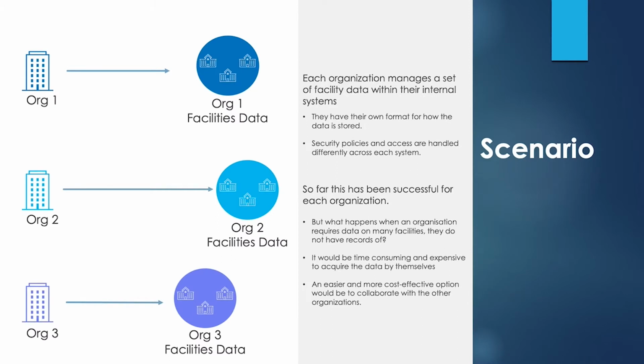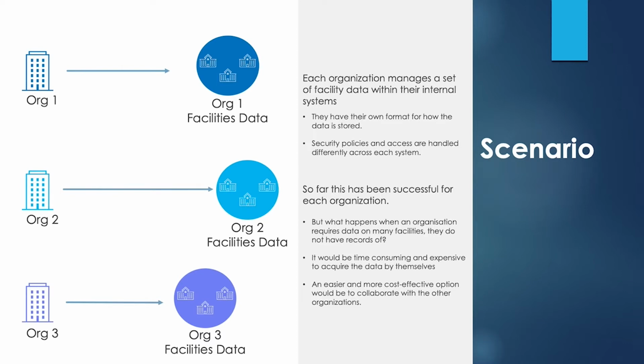We will be going through a scenario to illustrate the challenges when it comes to interoperability and explain how the architecture helps address most of these issues. Here we have three organizations who are mostly isolated in their work and how their data is used. Each organization manages a set of facility data within their own internal systems. They have their own format for how the data is stored, and policies and procedures on how the system is accessed are mostly isolated to their own environments. So far, it's been successful for them.